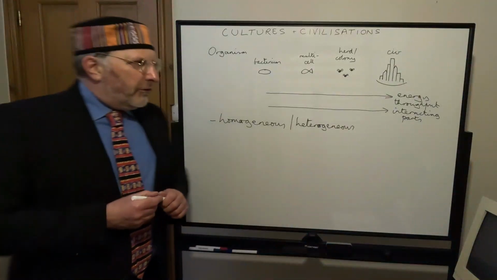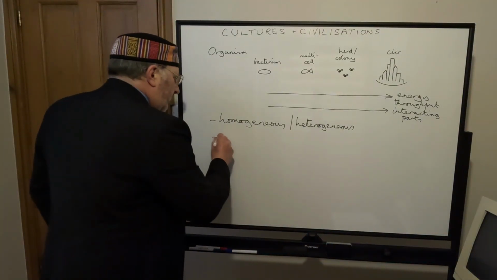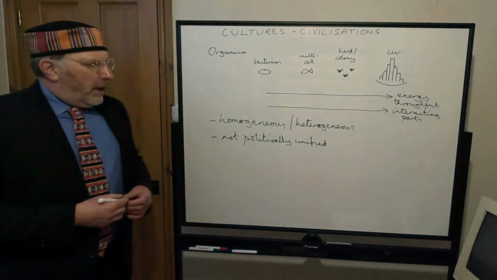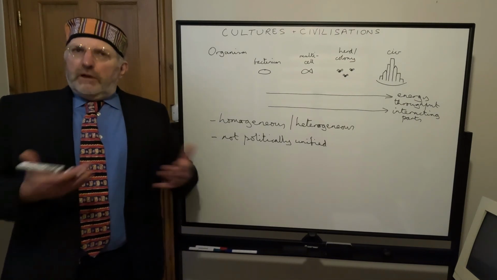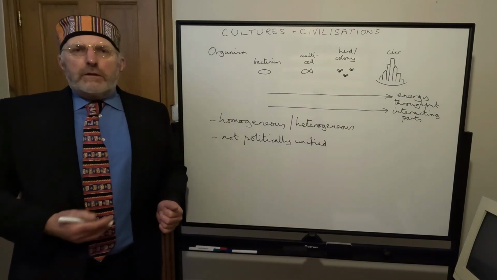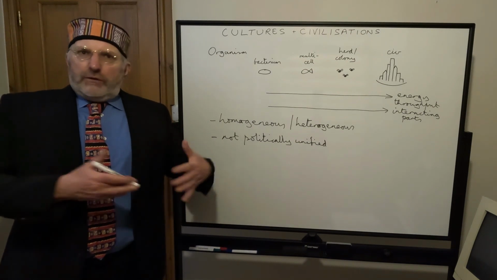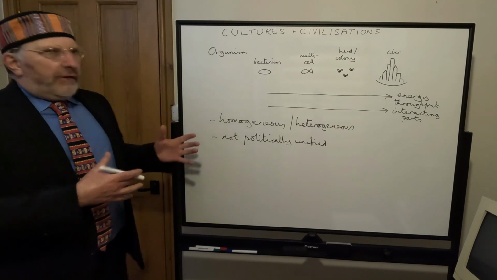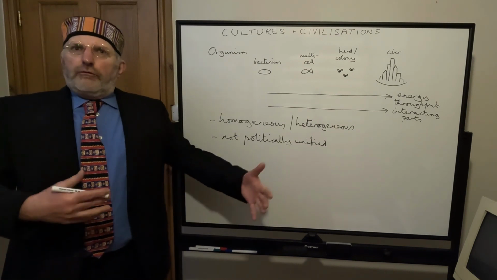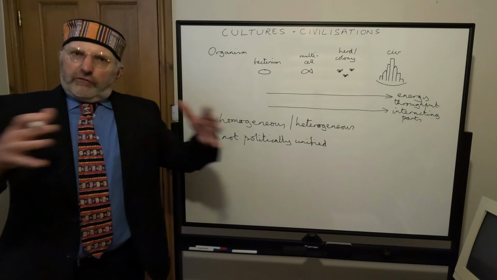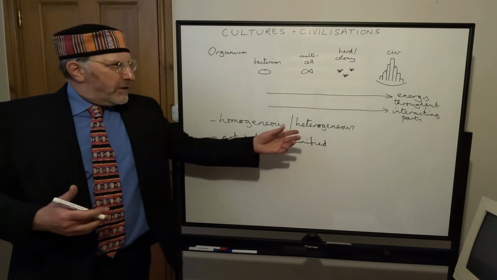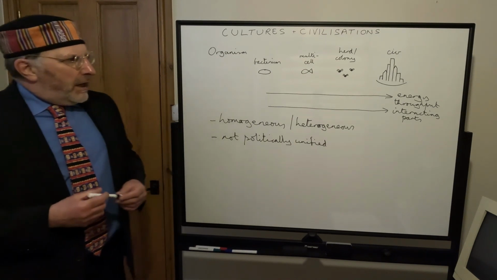So one of the implications of this is that a civilization is not politically unified. So a country, for example, is politically unified. It has one government. If there were two governments, then it would be two countries. But a civilization can have multiple countries and multiple governments within it, but still be a civilization because it's got some homogeneity as well as a heterogeneity.